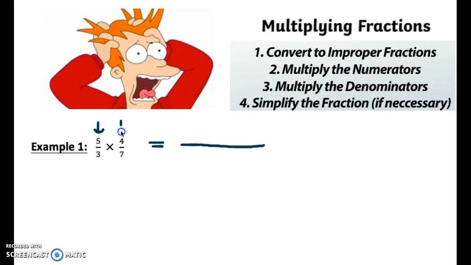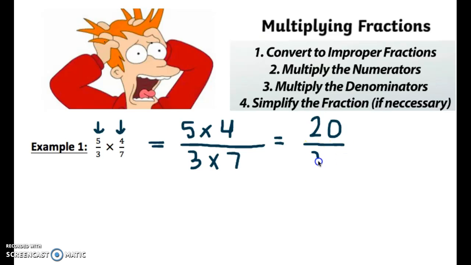Those are our numerators. So we're going to do top times tops. If we had 3 fractions, we do tops times tops times tops. Okay, so there's my multiplication of my numerators. And then we're going to go to step 3, multiply the denominators. So I've got my bottom numbers, 3 times 7. And we're going to multiply these numbers down there. Okay, so once I do that, I have my 5 times 4, which is equal to 20. And my denominator is 3 times 7, which is equal to 21.